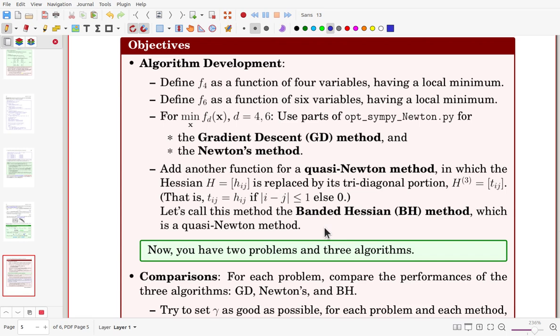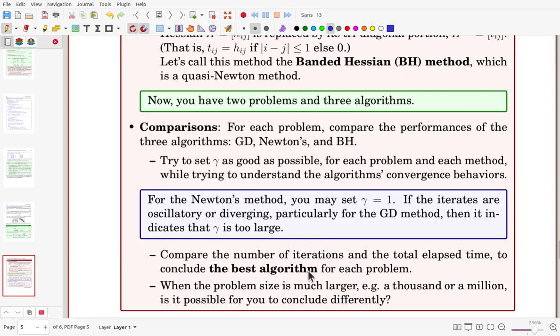So now you have two problems, F4 and F6, and three algorithms: gradient descent, Newton, and banded Hessian. Now you implement the code and compare their performances: gradient descent, Newton's method, and banded Hessian. For each method, you have to set the parameter gamma as well as possible for each problem and each method.